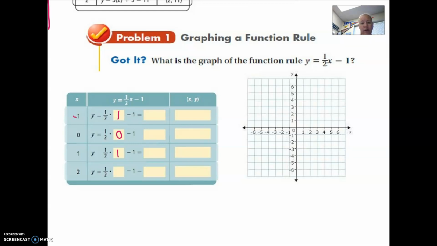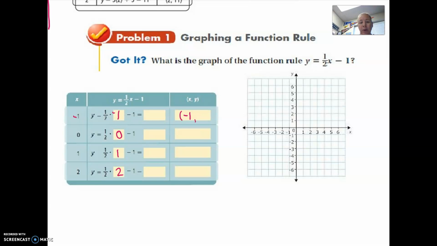It just didn't show up very well. And then a 2. And then we would take those and solve them and write our answer as an ordered pair. So if I start with -1 and I plug in -1, I solve this. So I would do the multiplication first. We've got to remember to work out the problem using order of operations. So I would multiply first, and then I would subtract the 1.